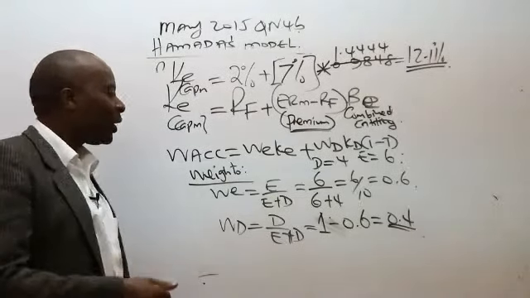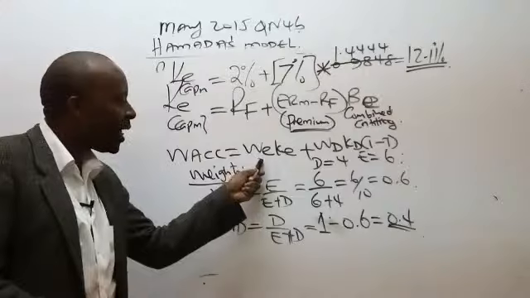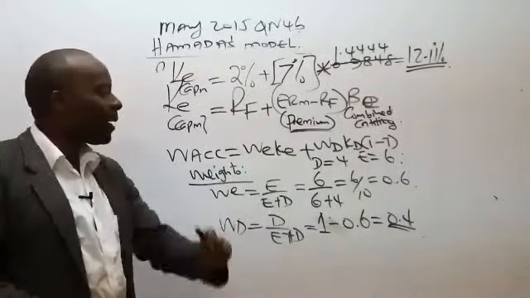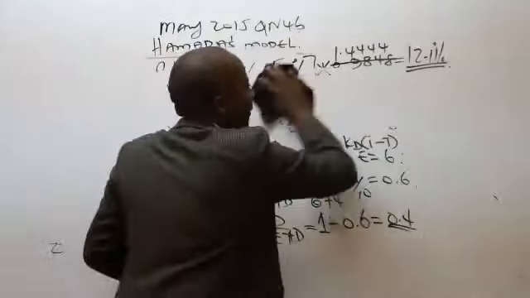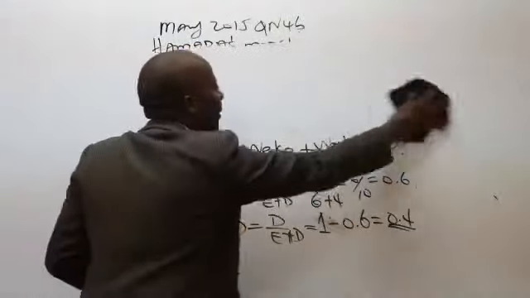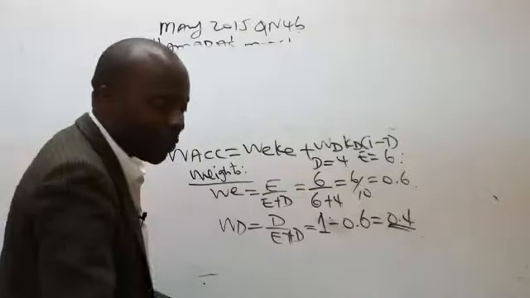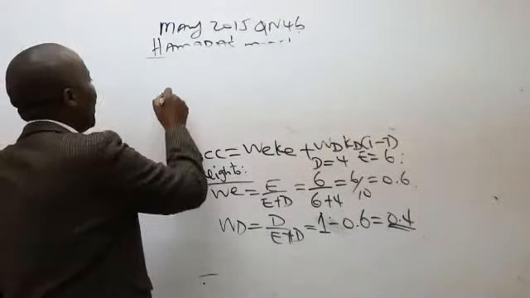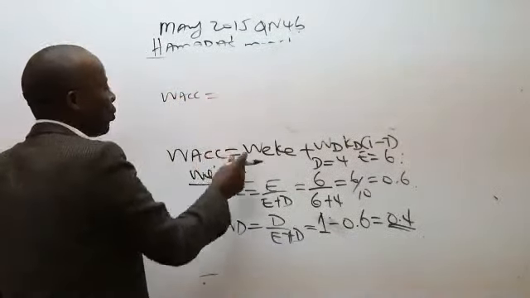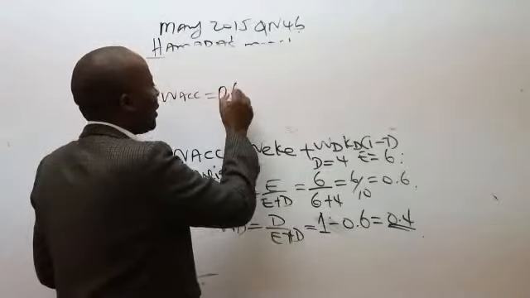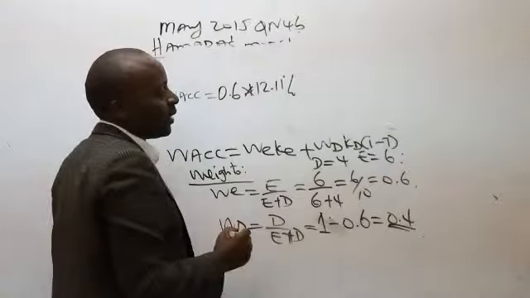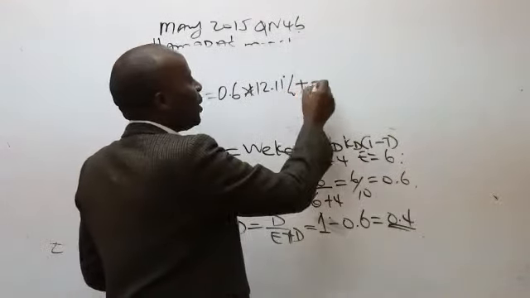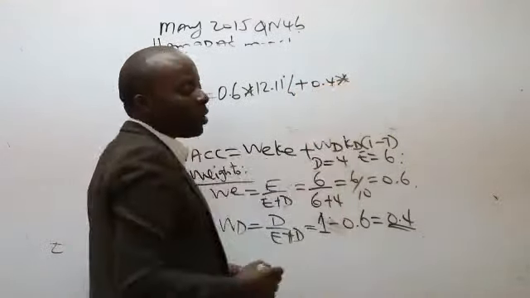So now, having gotten the weights, it's quite easy for us to plug in. So this is where we are. Our WACC will be equal to weight of equity, that is 0.6, times cost of equity, 12.11, plus weight of debt, which is 0.4, times cost of debt.